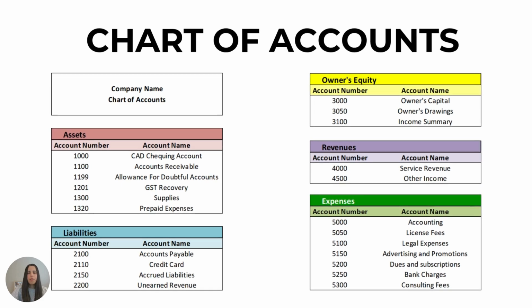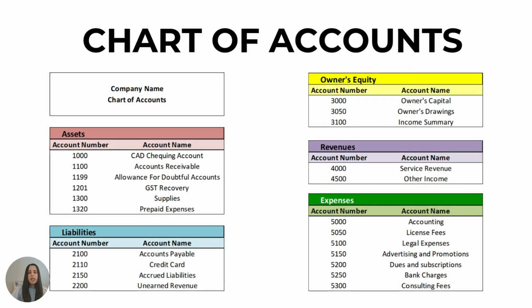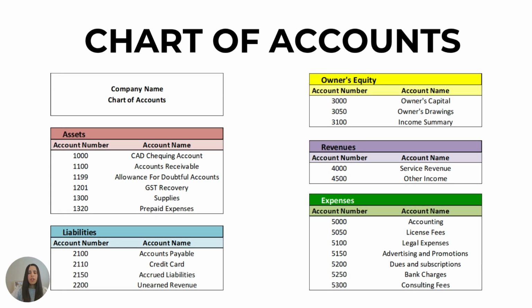So this is an example of a chart of accounts. When we run the report, it's going to list all the accounts below each other. In this case, they're side by side. We're going to have the company name, and then the report name will state chart of accounts. And then we will have all of our accounts listed by their name and account number.